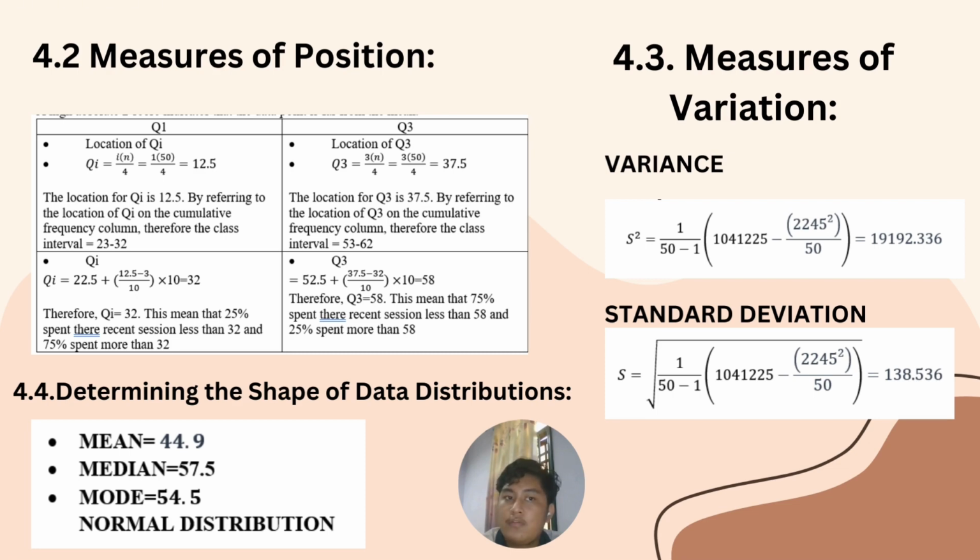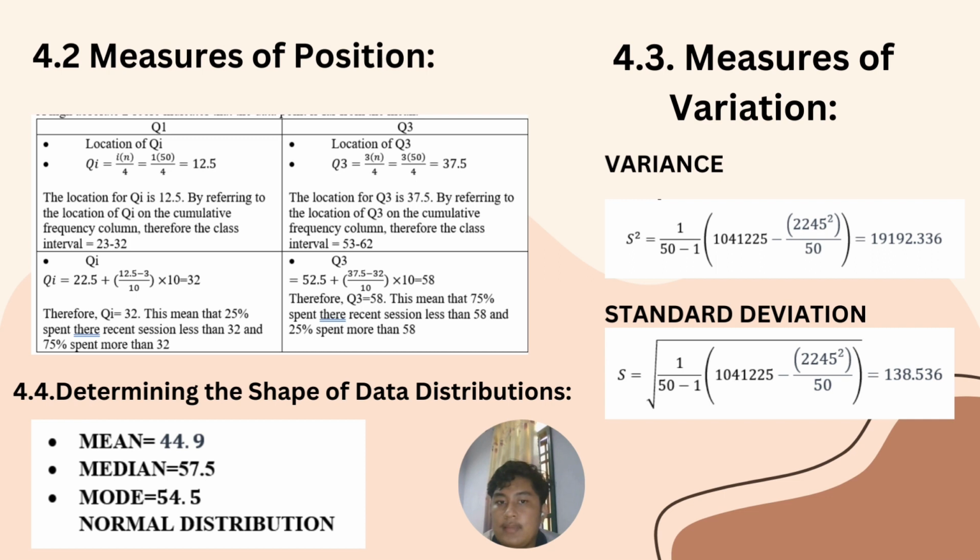For the location of Q3, you need to put 3(50) over 4, and you will get 37.5, and therefore the class interval is 53 to 62. And now for the quartile Q1, which is 22.5 plus (12.5 minus 3) over 10 times 10, and you will get 32.